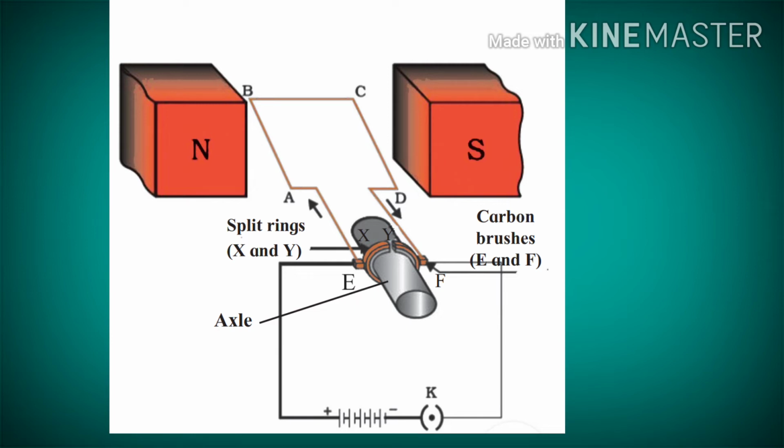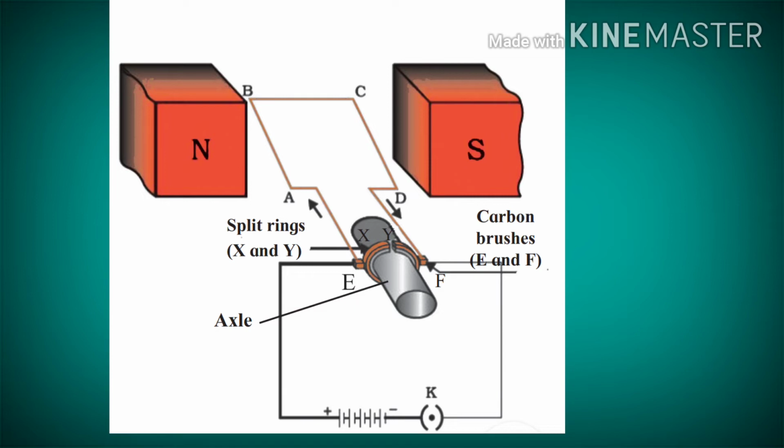So with this setup you can understand that the coil is rectangular. It is easy to understand here, that is why in your book also it is given. So side AB and side CD you have to focus on, and it is placed perpendicular to the magnetic field, that is north to south.